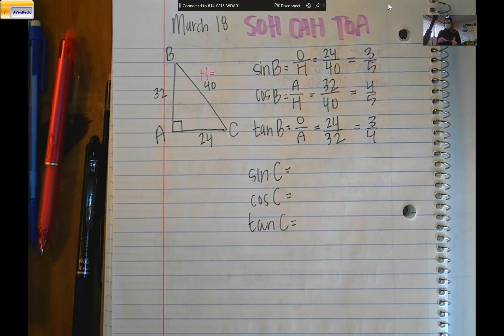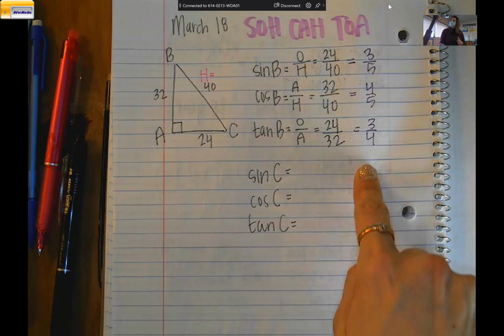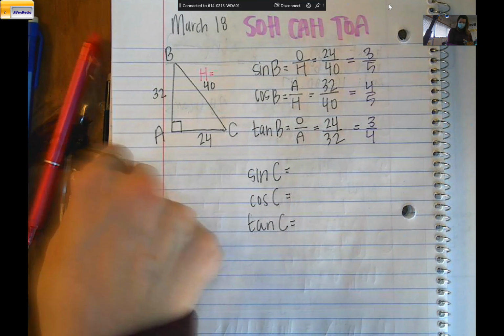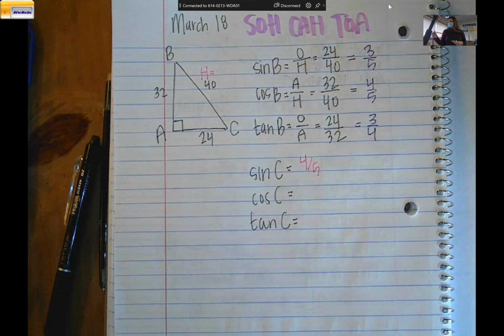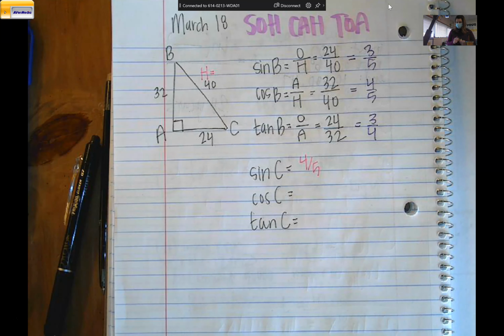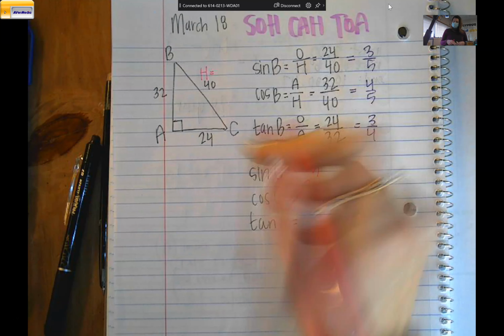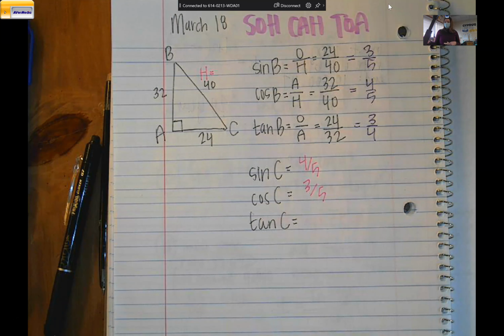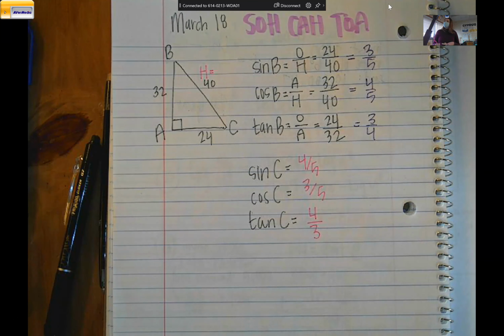Okay, sine of C goes to Diamond. 4/5. Correct. Cosine C goes to Bailey. 3/5. Correct. Tan C goes to Elia. 4/3. Correct. You're good on these ones?